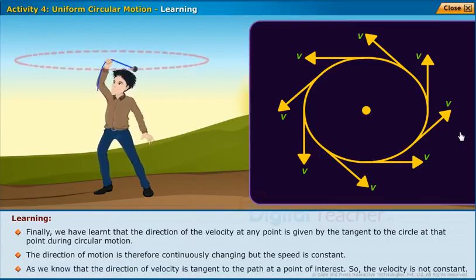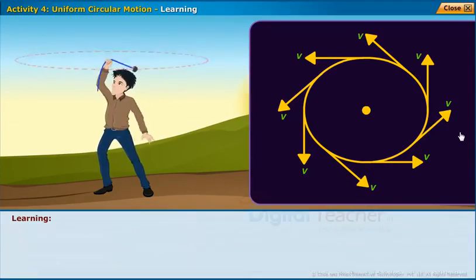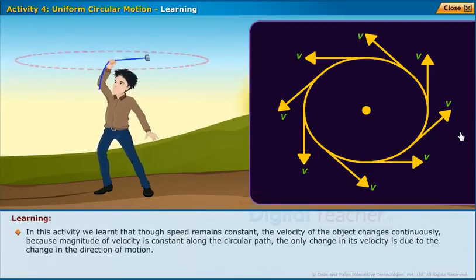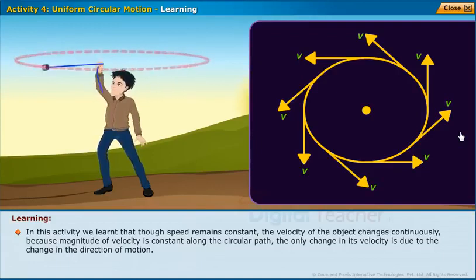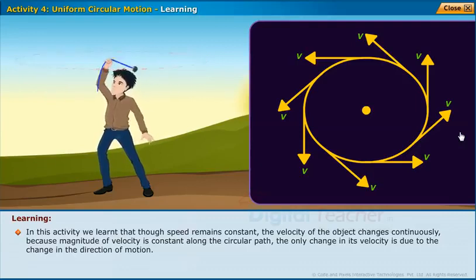As we know that the direction of velocity is tangent to the path at a point of interest, the velocity is not constant. In this activity, we learned that though speed remains constant, the velocity of the object changes continuously, because the magnitude of velocity is constant along the circular path. The only change in its velocity is due to the change in the direction of motion.